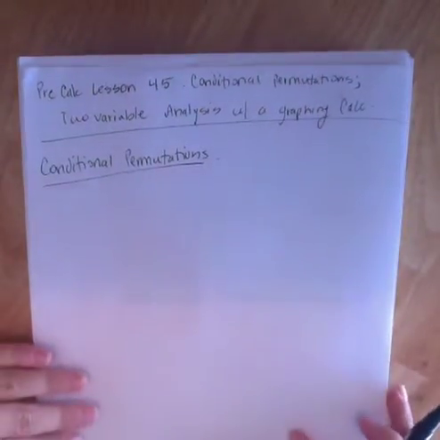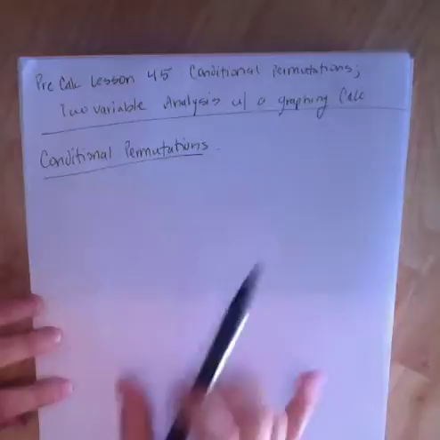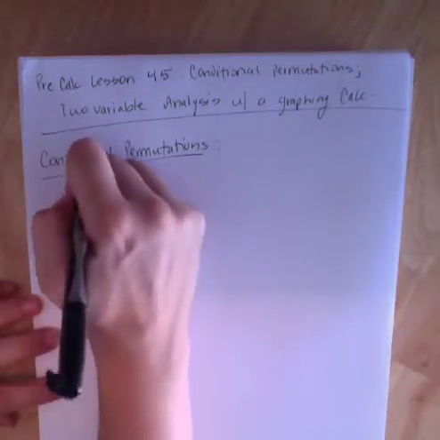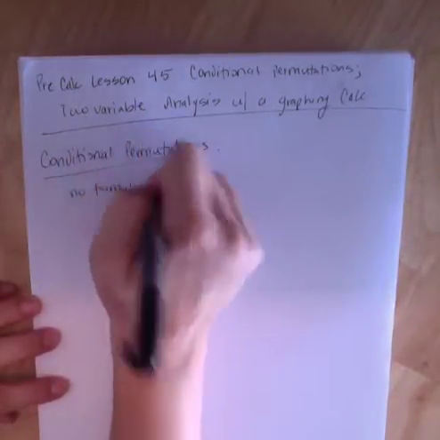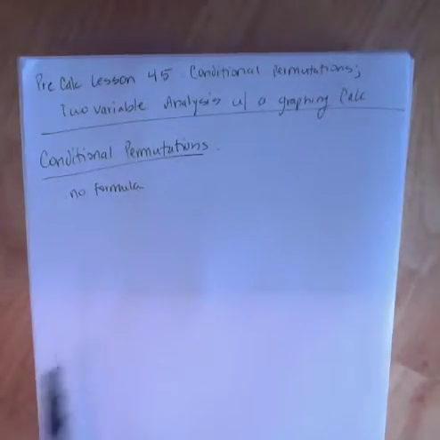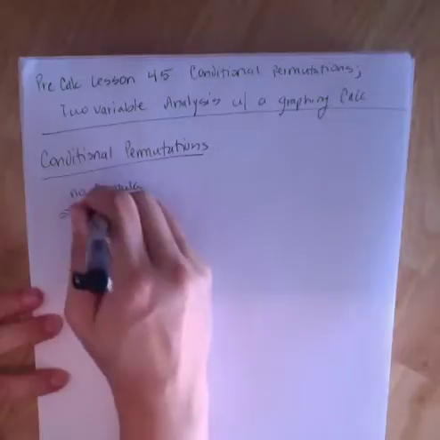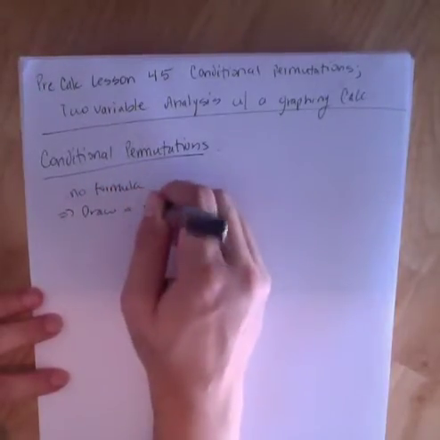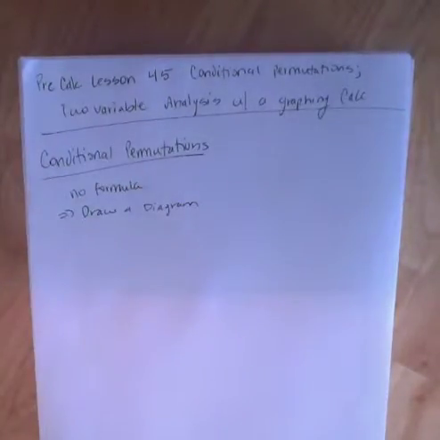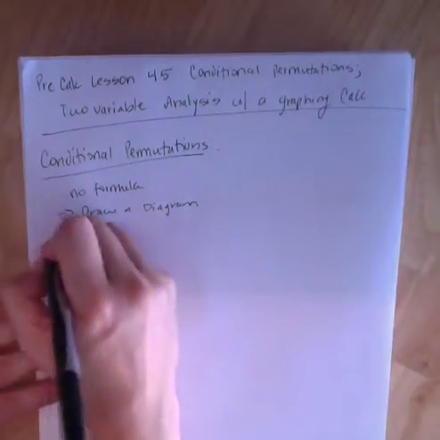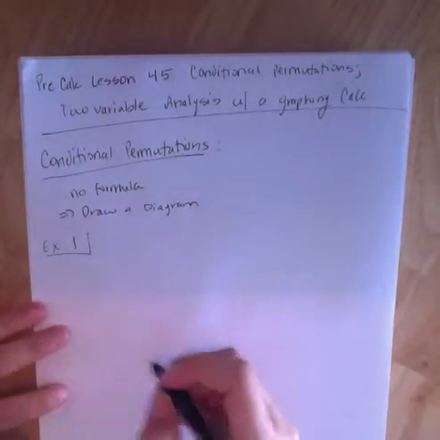Okay? But first, let's talk about conditional permutations. For conditional permutations, there's no formula. Okay, so like in our other permutations, we had a formula. The key to this, as with most things, is to draw a diagram. So let's just jump into some examples.